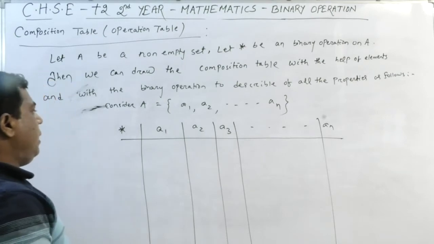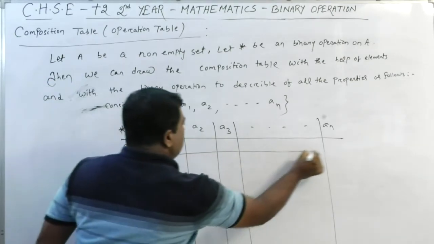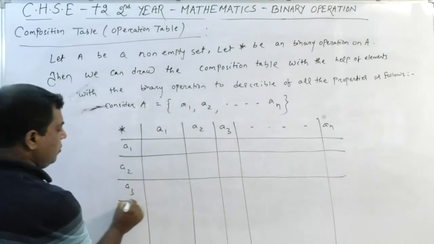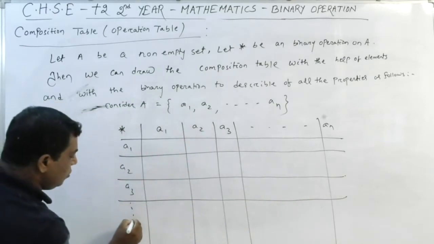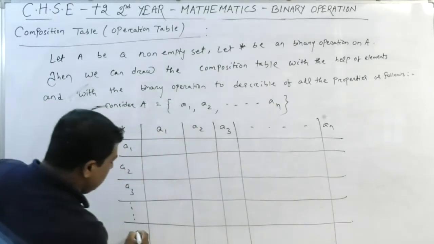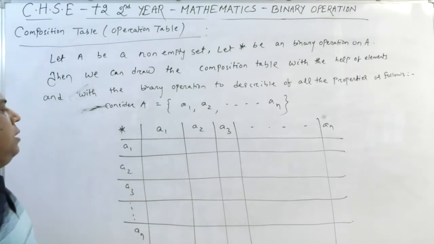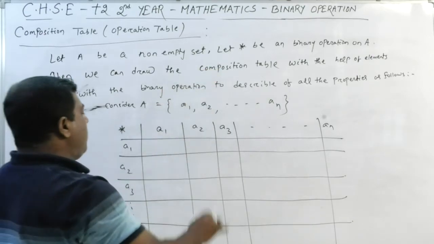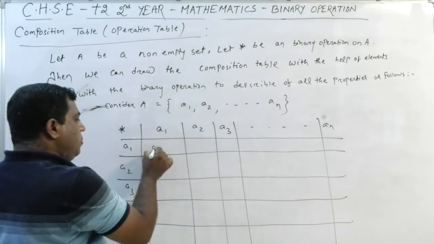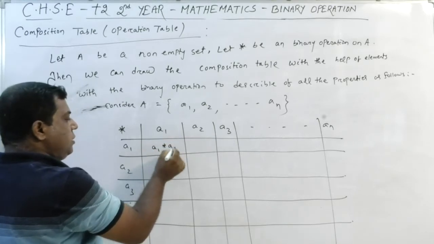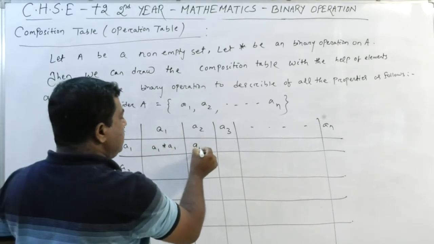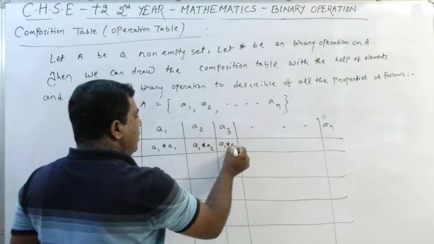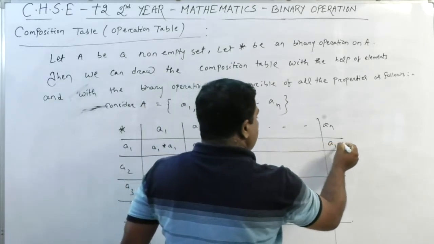And now it is A1, A2, A3, and so on, up to An. In this way, we have to represent the elements. And how to fill in these values? After the operation star is defined, we fill in A1 star A1, and the result is written here. Then A1 star A2, then A1 star A3, and so on, A1 star An.